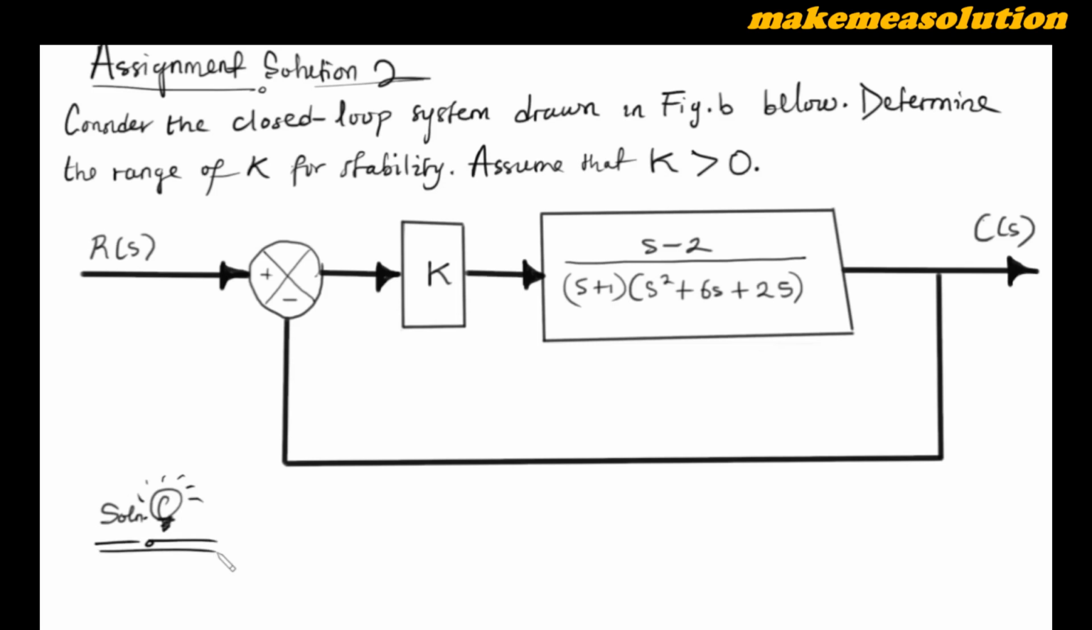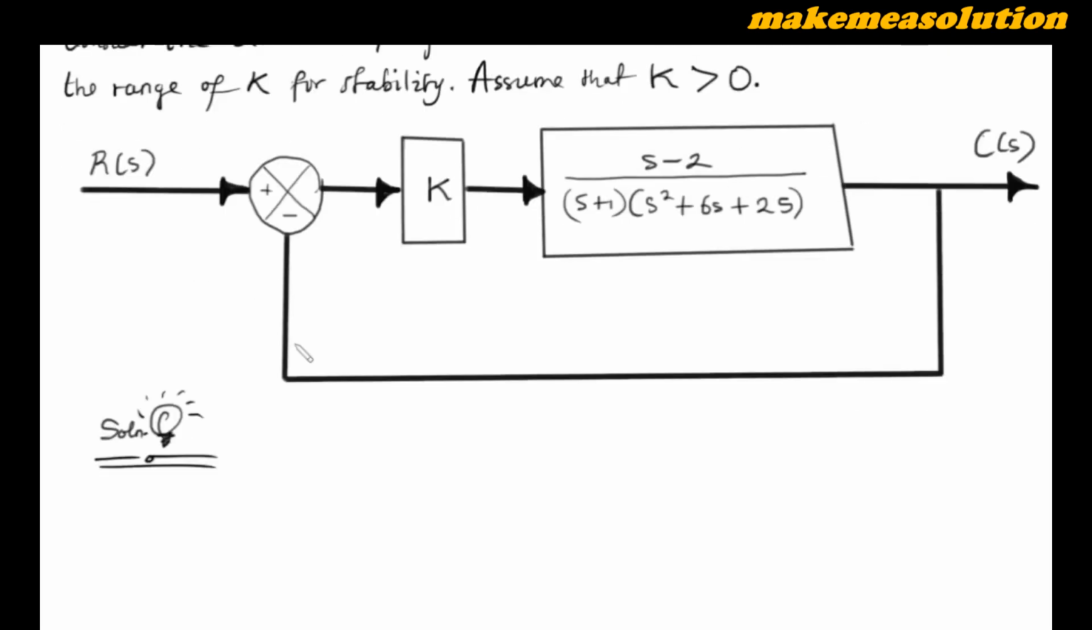Okay guys, here is assignment problem 2, and they want us to consider the closed loop system and determine the range of k for stability, assuming that the value of k is greater than 0. This one is quite a little different, but the first thing we need to determine is the characteristic equation. So that's the first thing we'll do.